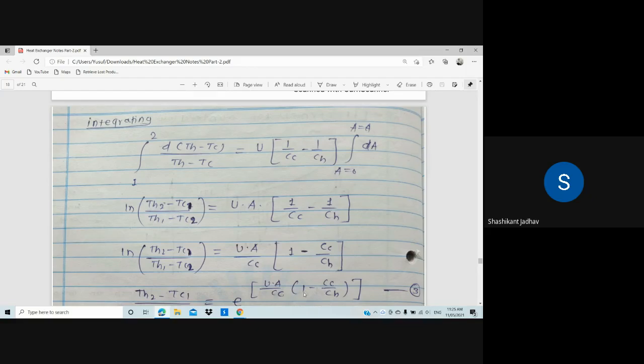So we have to take the exponential on both sides. ln and exponential are opposite to each other. So at the left hand side, we get Th2 minus Tc1 divided by Th1 minus Tc2 is equal to, taking the exponential at the right hand side, e raised to U into A divided by Cc into bracket 1 minus Cc upon Ch, and that is equation number 3.